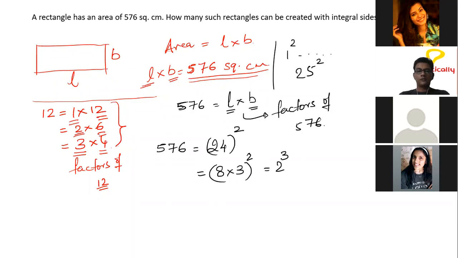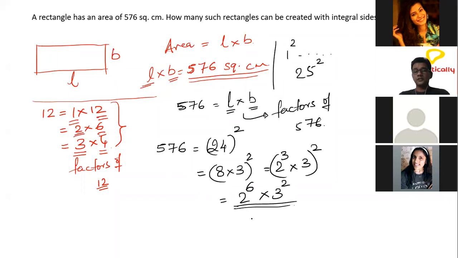8 again is nothing but 2 cube into 3. And thus this becomes 2 cube whole square, which is 2 power 6 into 3 square. I hope you are all clear till here. Now, 576 is nothing but 2 power 6 into 3 square.